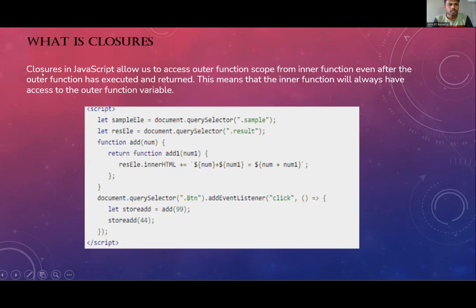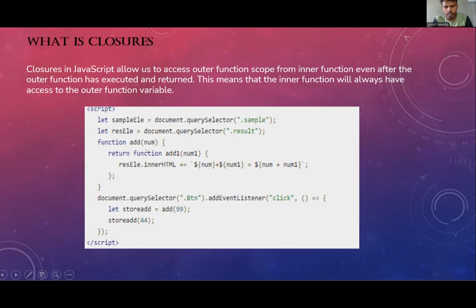And what are closures? Simply put, a closure in JavaScript allows access to the outer function's scope from inner functions even after the outer function has executed and returned. This means that the inner function will always have access to the outer function's variables. Simply, here we use a function in a function. Here we can return one function, use in one function add. We can also have the next function like add one.